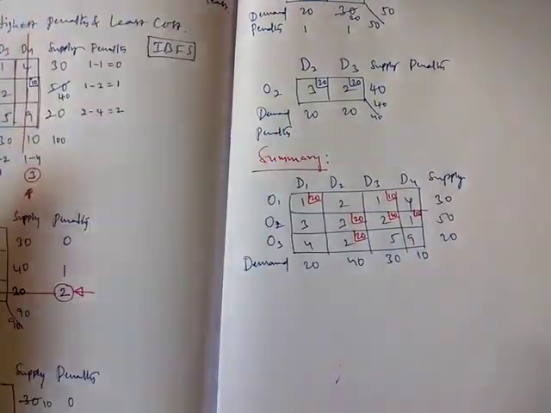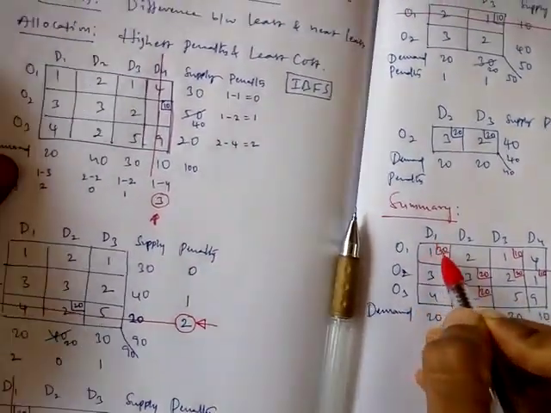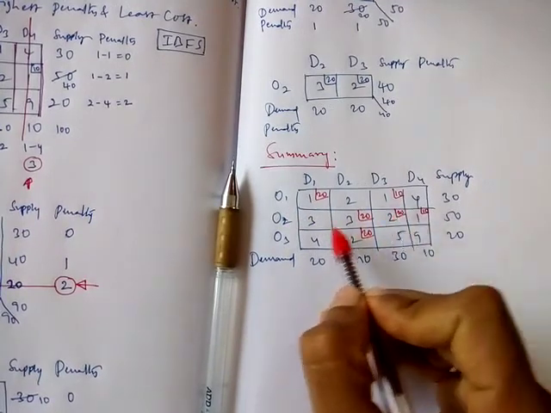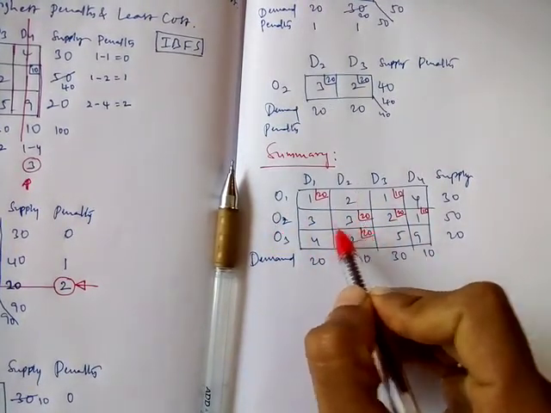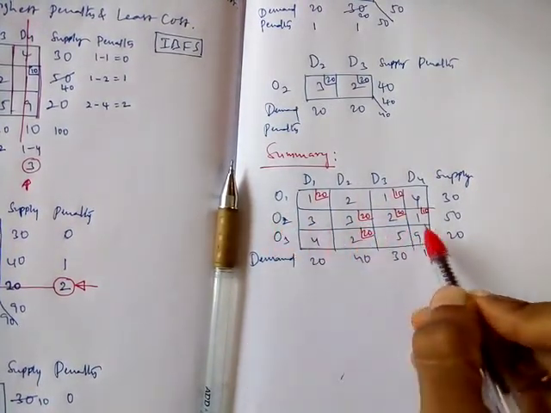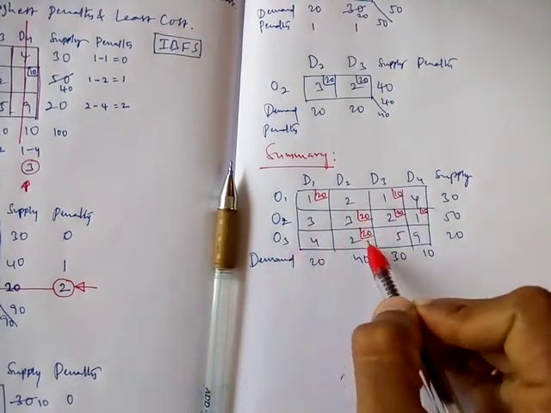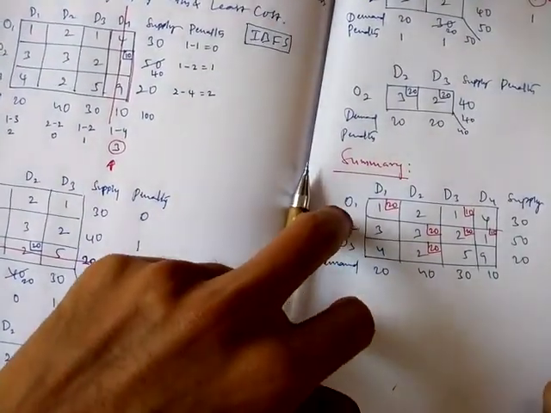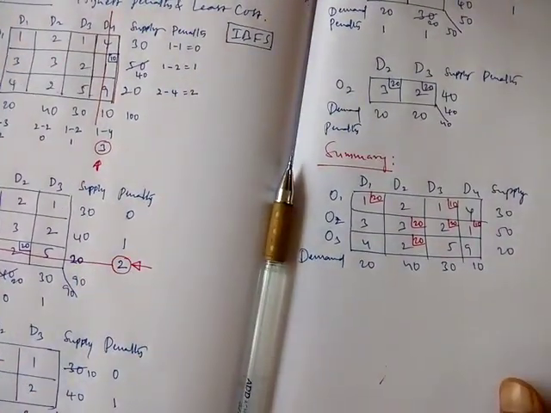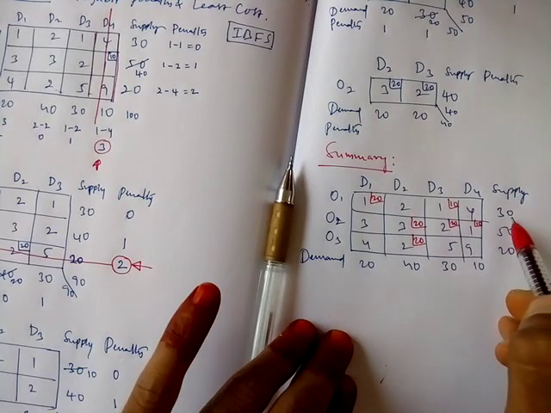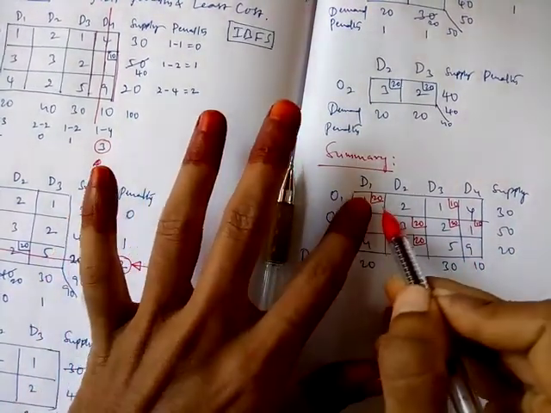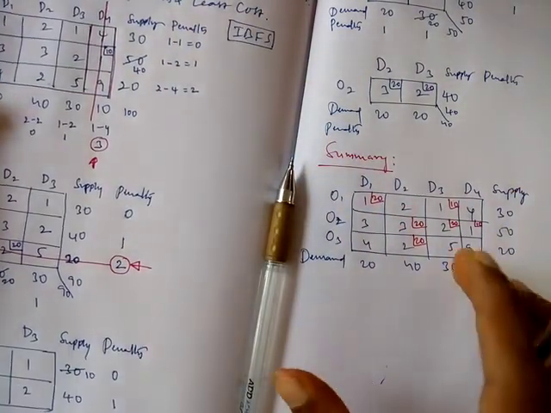From these iterations we can write the summary: O1 D1 20, O1 D3 10, O2 D2 20, O2 D3 20, O2 D4 10 and O3 D2 20. So the combination of all these iterations becomes our summary. 20 plus 10 is 30, the supply is 30, and D1 is demanding 20 and 20 is allocated. Like this we can write the summary.